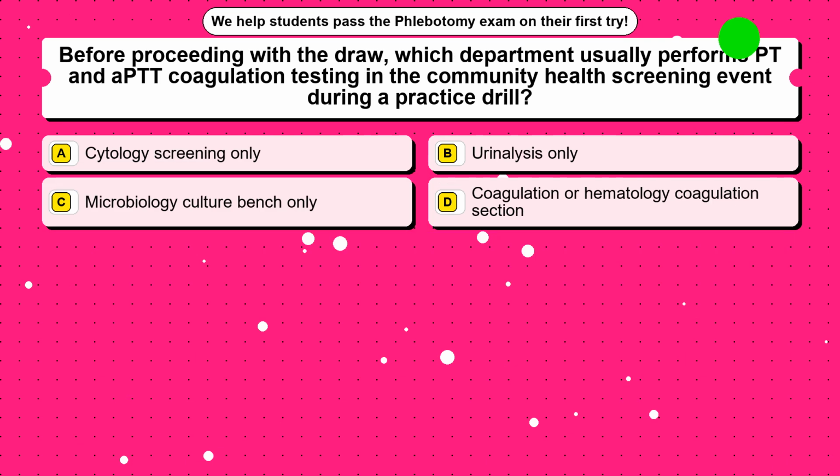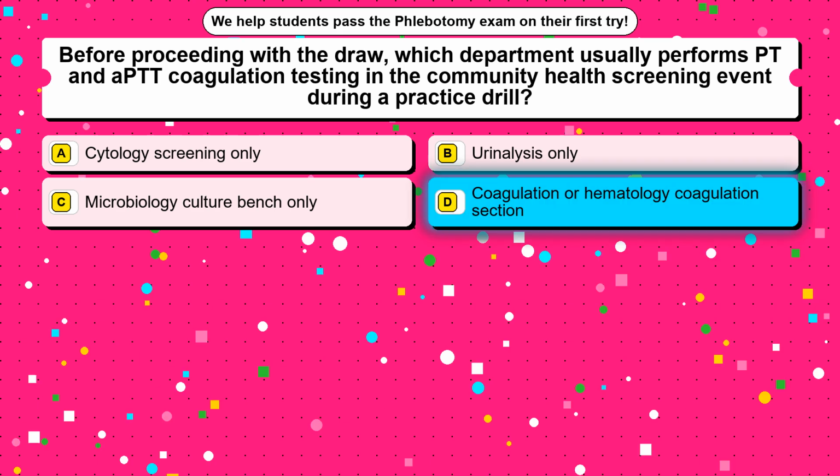Question 99. Before proceeding with the draw, which department usually performs PT and APTT coagulation testing in the community health screening event during a practice drill? Option A, cytology screening only. Option B, urinalysis only. Option C, microbiology culture bench only. Option D, coagulation or hematology coagulation section.